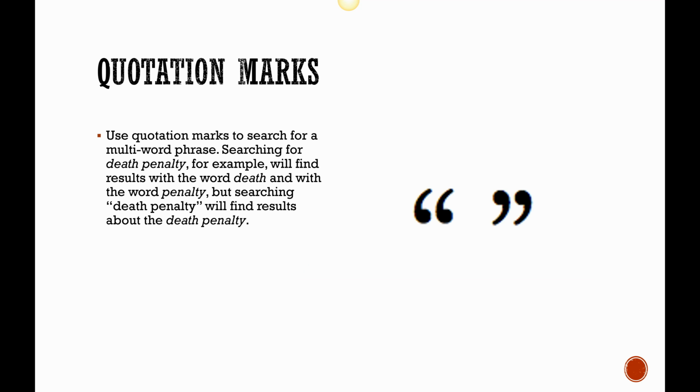Quotation marks are a form of Boolean operator that are useful when searching multi-word phrases. For example, searching for death penalty without quotation marks would bring back all of the articles that include the word death and all the articles that include the word penalty. But with quotation marks, your results will be limited to those articles that include the phrase "death penalty."